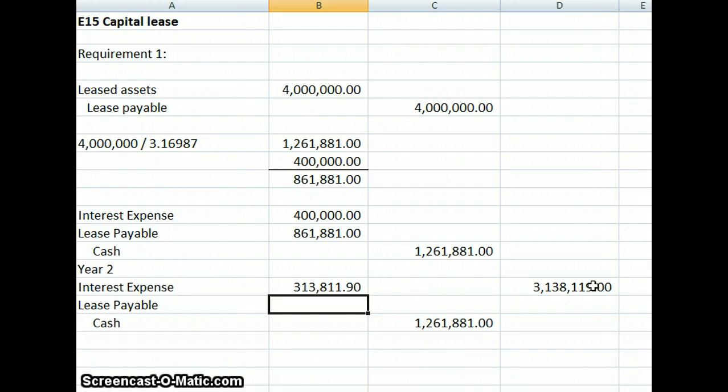So $3,138,119 times 10% is $313,811. The difference is going to be our payment minus our interest, or $948,069, which is what we're reducing our lease payable balance by, and that is all there is to our basic capital lease accounting.